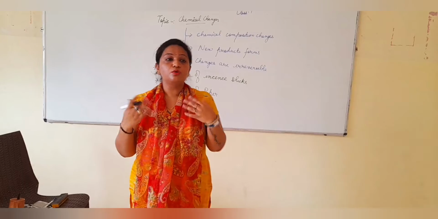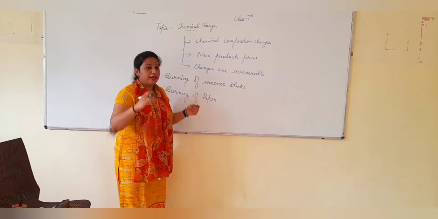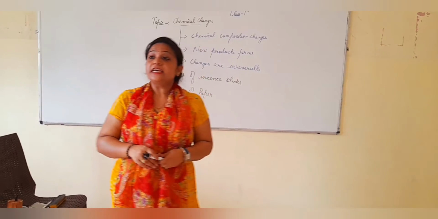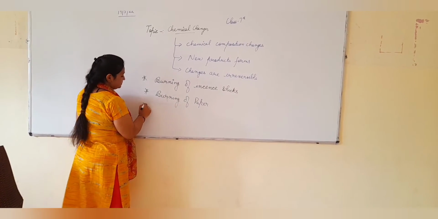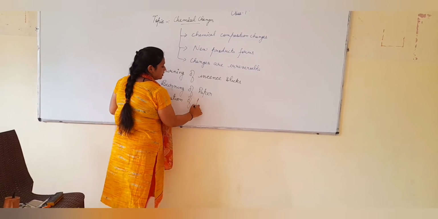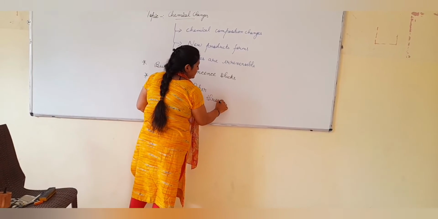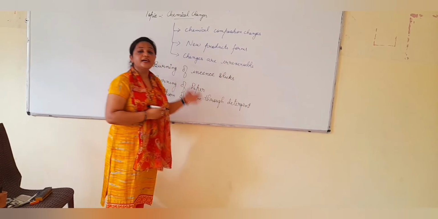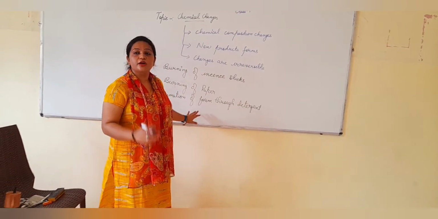Now you can tell me some more chemical processes which you see around yourself. Yes, very good. So when we mix detergent into water, there is a formation of foam, right? The formation of foam is also a chemical change. Very good students. Formation of foam through detergent. Now can you tell me, is this irreversible or reversible? Yes, this is irreversible because we can't get the detergent foam back into detergent. So this is also a chemical change.